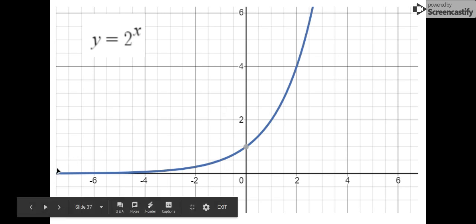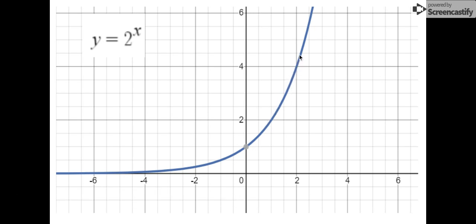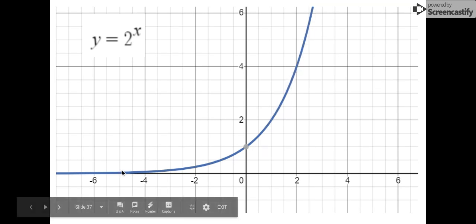They look something like this. They grow slowly, and then they grow faster and faster. They get steeper and steeper. This is what exponential growth looks like. You start off slow, and then you speed up as you move from left to right. This line is called an asymptote. That means that the function gets really close to it, but it never touches it. So the asymptote here is y equal to 0. It's approaching the 0 value of y.